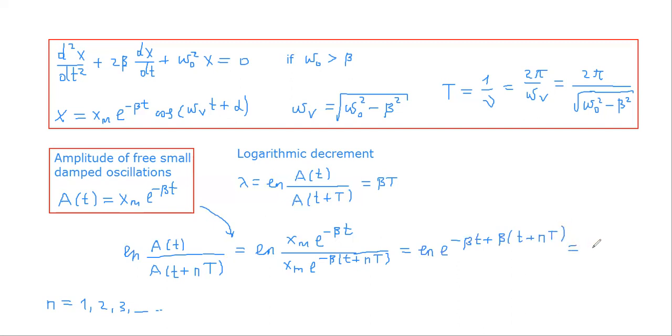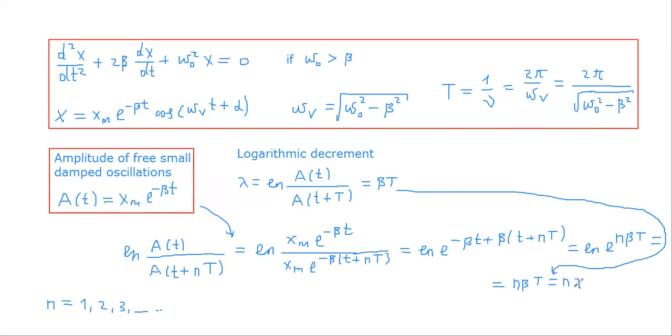And this will be equal to the natural logarithm of e to the power of n beta T, and this will be equal to n beta T, and this is the same as, from here, n multiplied by the logarithmic decrement.